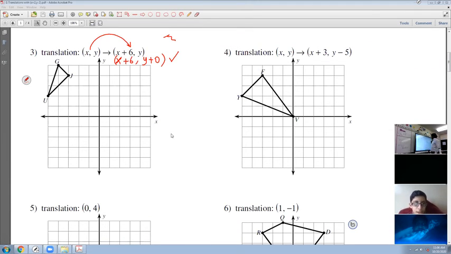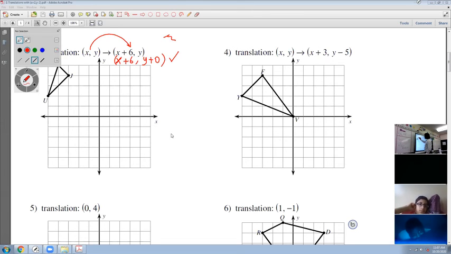Yes. X would mean you have to go 6 spaces to the right, and Y would mean go up, but you have 0, so you wouldn't move it. So you just go 6 spaces to the right. Yes, right. Basically, go 6 units to the right, because going 0 units up or down doesn't make sense at all, right? You are not going to go anywhere. Just stay there, right?